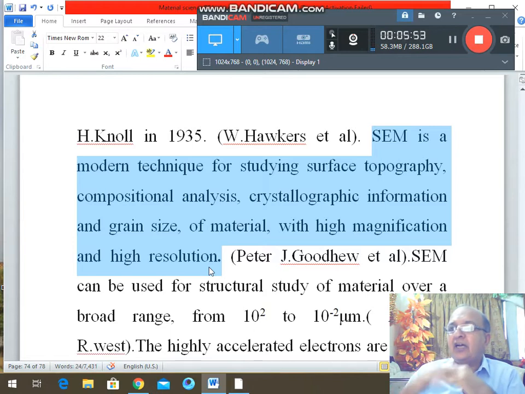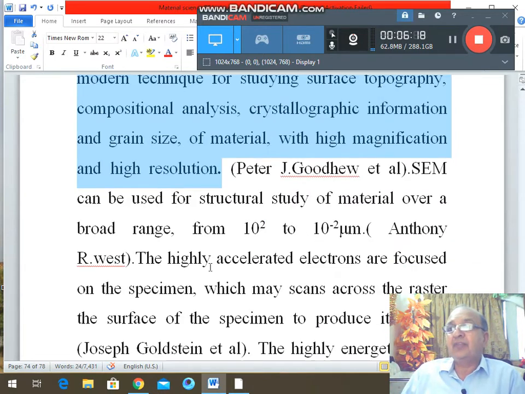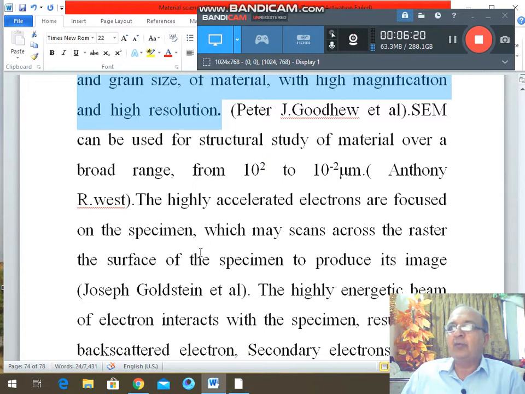Compositional analysis, how much is the ratio of the composition from which the compound is made up. For example, barium titanate, how much is the composition of barium, how much is the composition of titanium, how much is the composition of oxygen. And crystallographic information we can also get from it. Grain size of the material will be sighted clearly with the help of the scanning electron microscope.